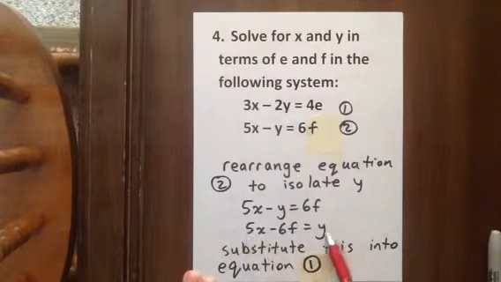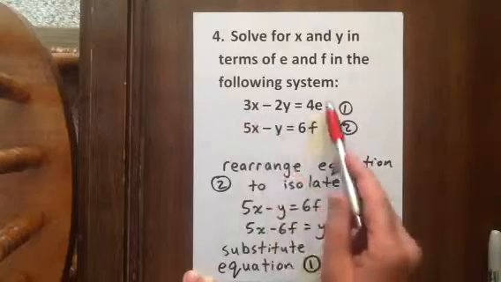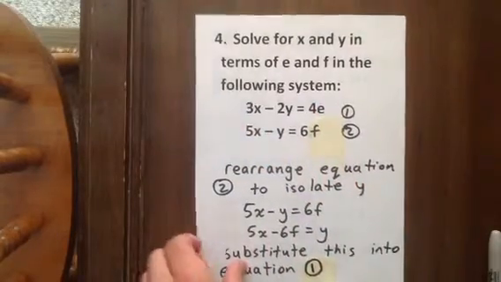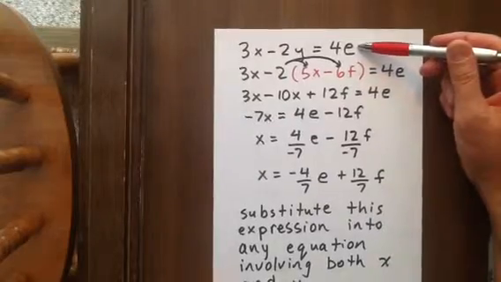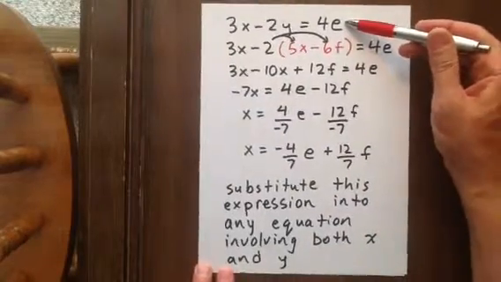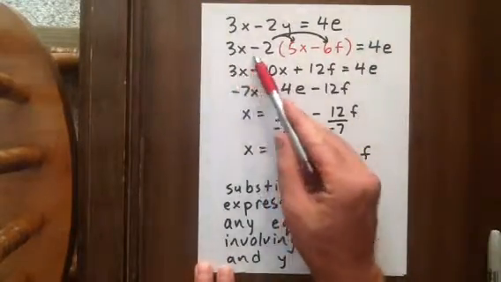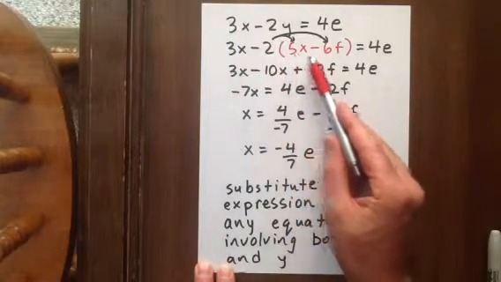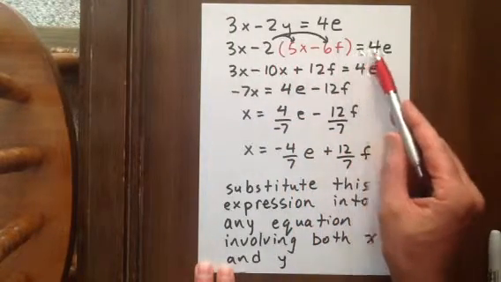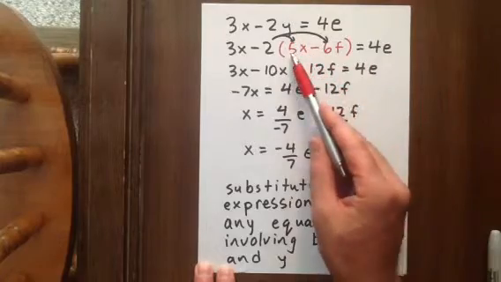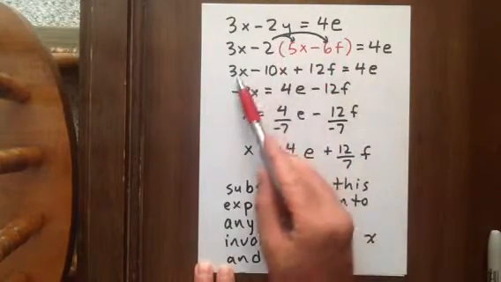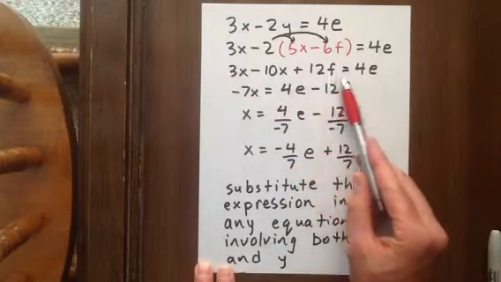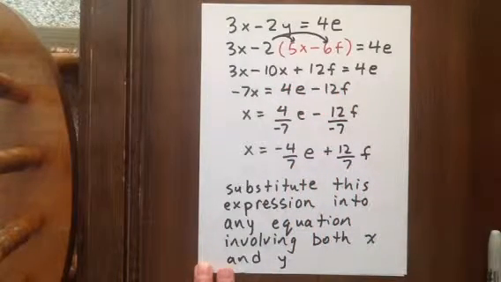So taking this expression for y and substituting it into equation 1, we go from 3x minus 2y equals 4e to 3x minus 2 times (5x minus 6f) equaling 4e. We substituted this value in for y. We now distribute the 2, and we get 3x minus 10x plus 12f equals 4e.